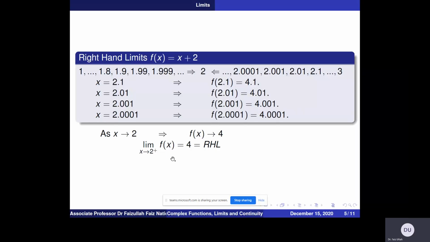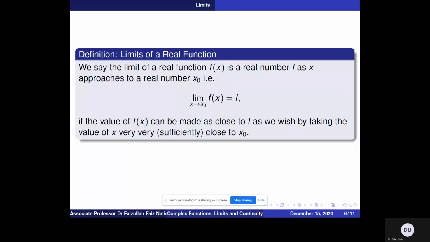We can say that the limit of the function f of x will be 4 at x is equal to 2 if the value of the function f of x can be made as close to 4 as we wish. Close to 2. Now let us see the definition for the limits of a real function. Here, instead of 4, we use a general number L, and for 2, we use a general number x naught.